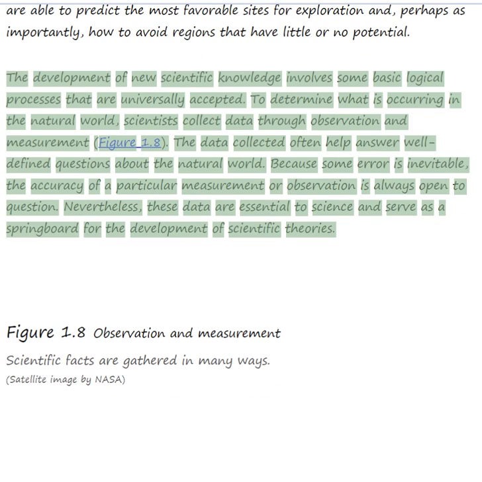The development of new scientific knowledge involves some basic logical processes that are universally accepted. To determine what is occurring in the natural world, scientists collect data through observation and measurement. The data collected often help answer well-defined questions about the natural world. Because some error is inevitable, the accuracy of a particular measurement or observation is always open to question. Nevertheless, these data are essential to science and serve as a springboard for the development of scientific theories.